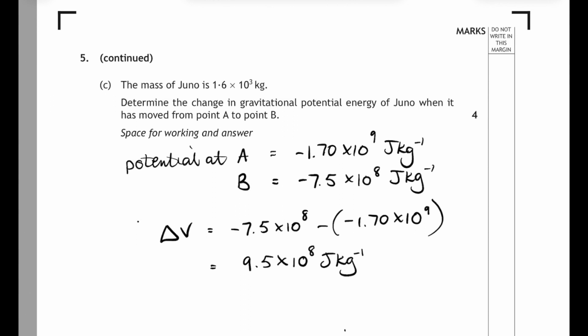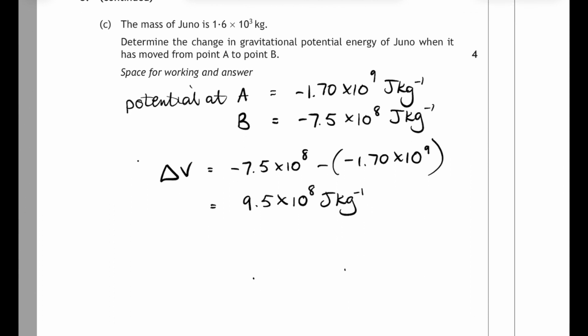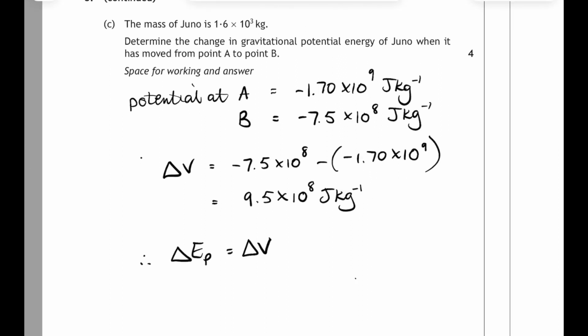Watch your signs there. Now we haven't answered the question yet because the question says determine the change in gravitational potential energy of Juno. Well, there's another wee relationship that's going to be useful here, and that is that the gravitational potential energy of an object is equal to the gravitational potential at the location that it's at times the mass of the object. And we're going to use the form of that relationship where delta EP is equal to delta V times m.